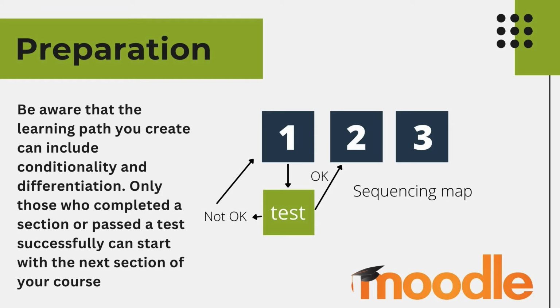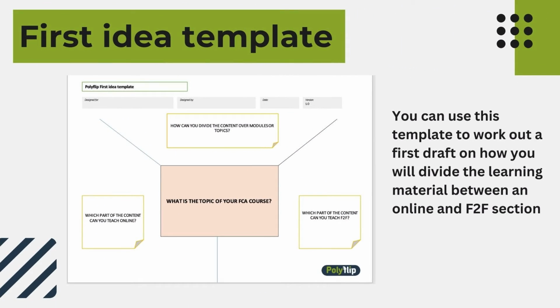While creating your first draft, be aware that you can add conditions for students to go from one module in your course to the next one. Here you see the very first template you will use. It simply asks you to define the lesson content you will blend and to divide the content into an online and a face-to-face part. So the main questions to answer here are: which subject will I blend? This could be a whole subject or a part of its subject.